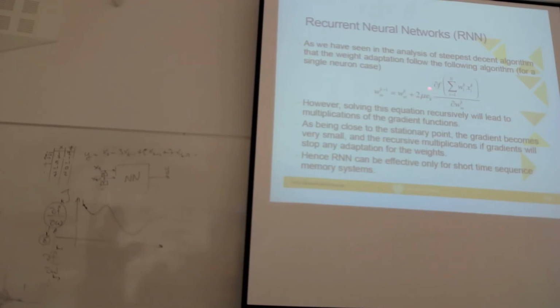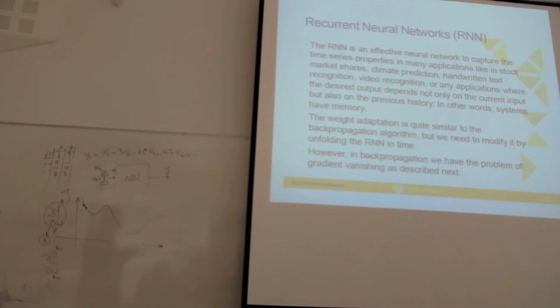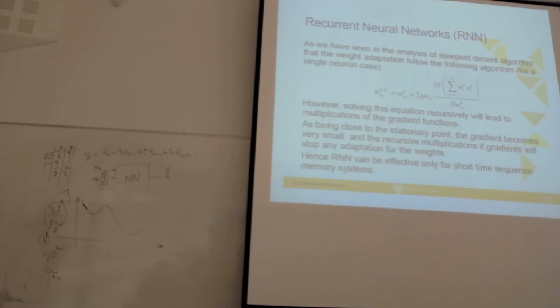Even if the error is large, when it is multiplied by the gradient and the gradient is small, we will have very small adaptation for the weights. So the weights will be approaching 0. This behavior is called vanishing gradient. The gradient is going to be close to 0.